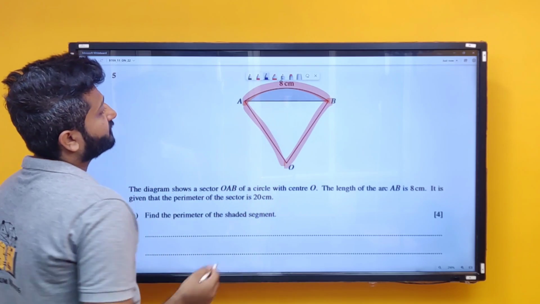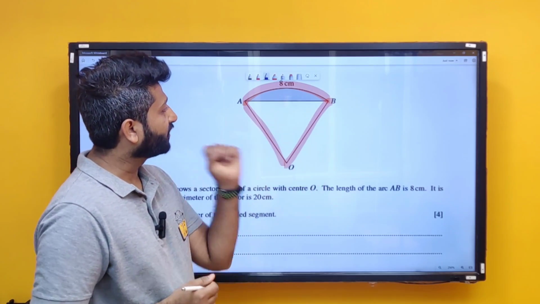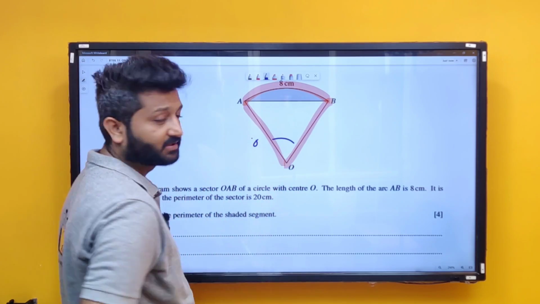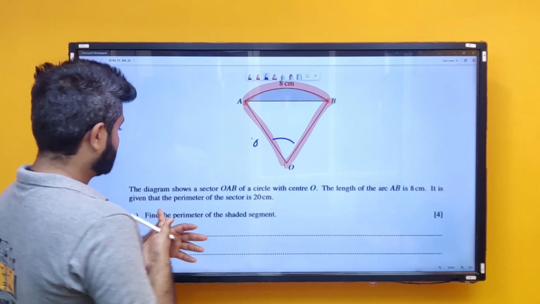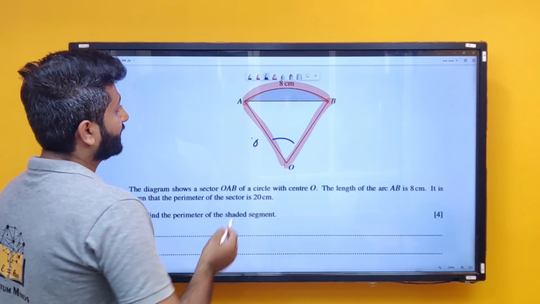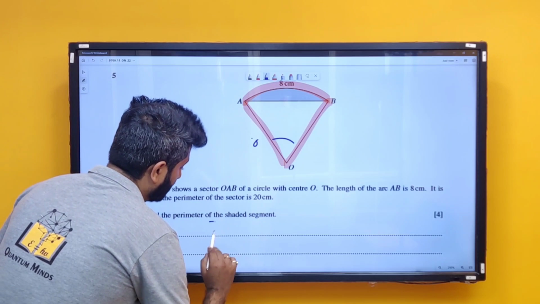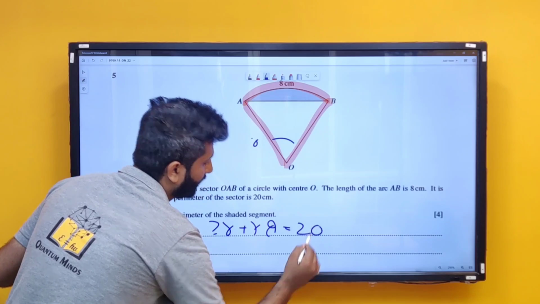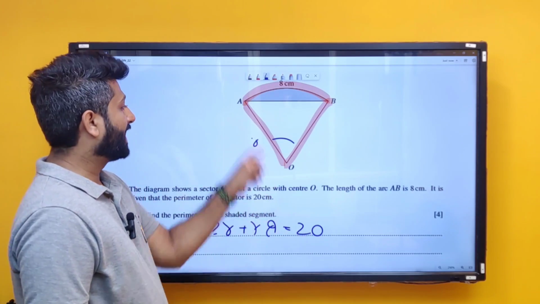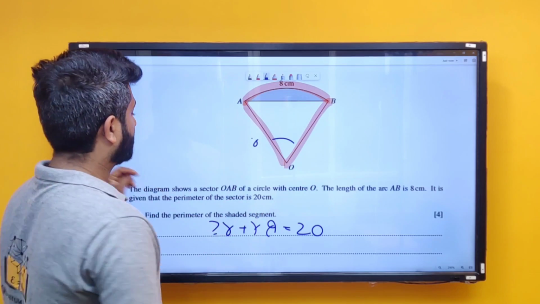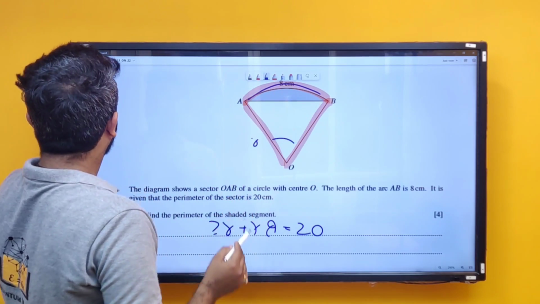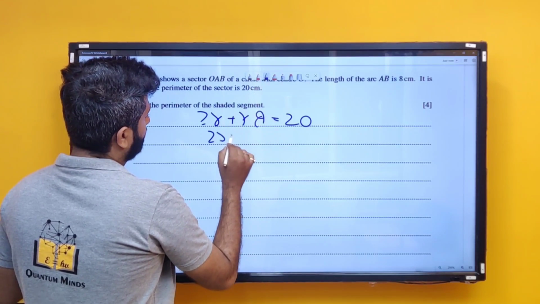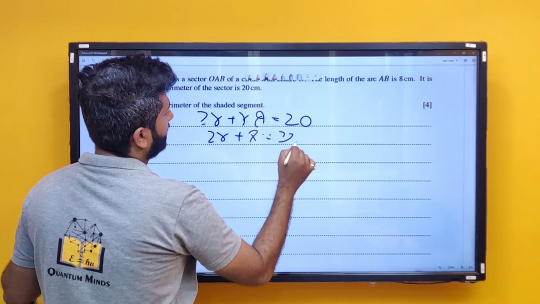Okay. So guys, we are supposed to find the perimeter of the shaded segment, but I think for that what we'll need is this angle and this radius, right? So now what we have is the perimeter is 20, right? So I can say 2r plus r theta equals to 20. Now this is, guys, my arc length, and we know this is nothing but 20. So from here I can say 2r plus 8 equals to 20.